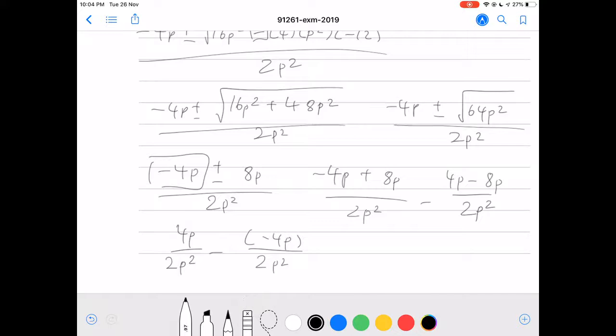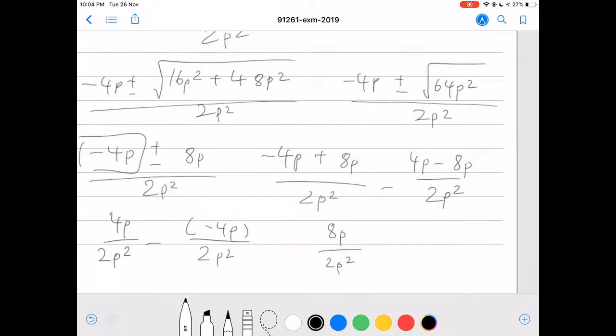Sorry, so basically, double negative makes a positive, so 8p over 2p squared, because with a common denominator you can just add directly. Now that you have your equation, you can simplify even more. So p and p cancel out, so that becomes 1p here. And 8 over 2 is 4, so 4.